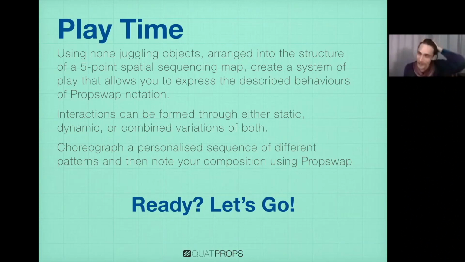But the basic idea is to create your own choreography. I'm going to go back to the slide that has the notation for you. So I'll leave the slide with those 16 patterns up. You're free to use any of that material or to discover and play with your own. But the idea is 5-point spatial sequencing map, 5 objects of functional interaction, notate your composition, and then we will share. Sound good?